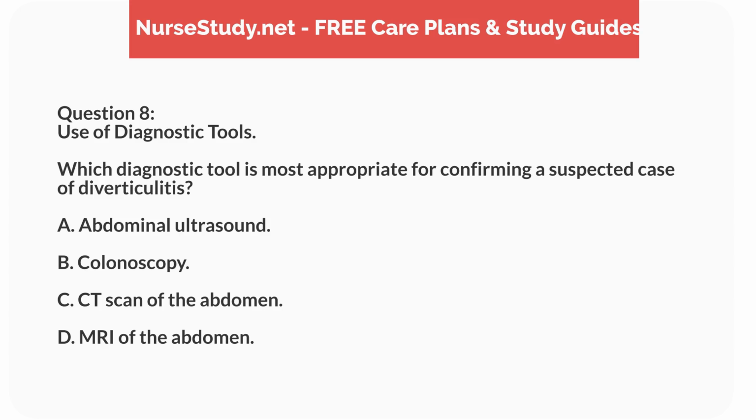Question 8. Use of diagnostic tools. Which diagnostic tool is most appropriate for confirming a suspected case of diverticulitis? A. Abdominal ultrasound. B. Colonoscopy. C. CT scan of the abdomen. D. MRI of the abdomen.